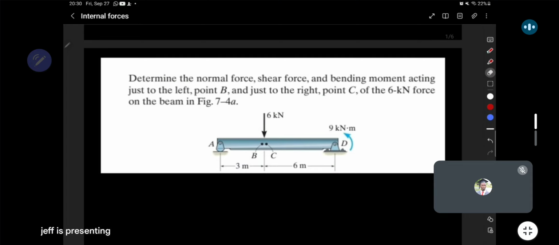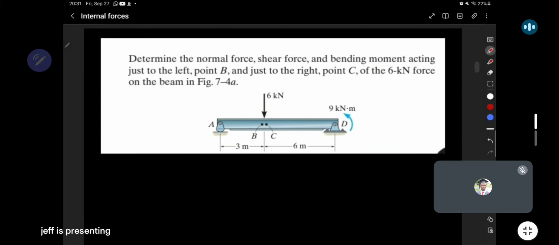So what are they saying here? They want us to determine the normal force, the shear force, and the bending moment acting for the first part to the left of point B, the second part, and just to the right of point C. So we have those two parts we're going to look at. We're going to basically just go with those to the left of point B and to the right of point C. So how do we answer this question?